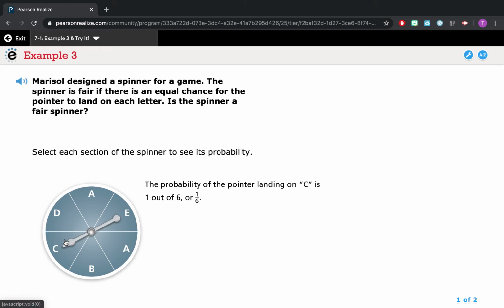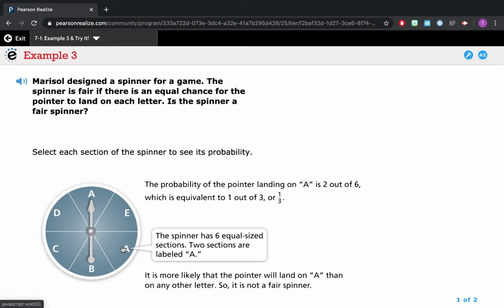C is also 1/6. I'm going to move a little quicker here. B is also 1/6. Now, A is 2 out of 6, because you see there are 2 sections, each the same amount of space, and there are 2 of them out of the 6 total. So the probability of landing on A is actually 2 out of 6. This is not an equal chance spinner, or a fair spinner, because you have a higher probability of landing on A than any other section. So based on the question, this is not a fair spinner.